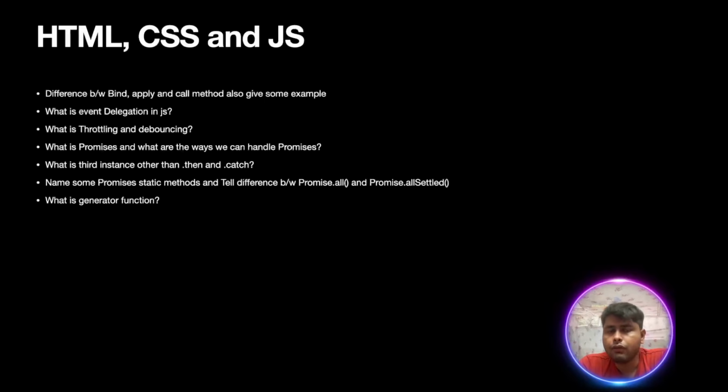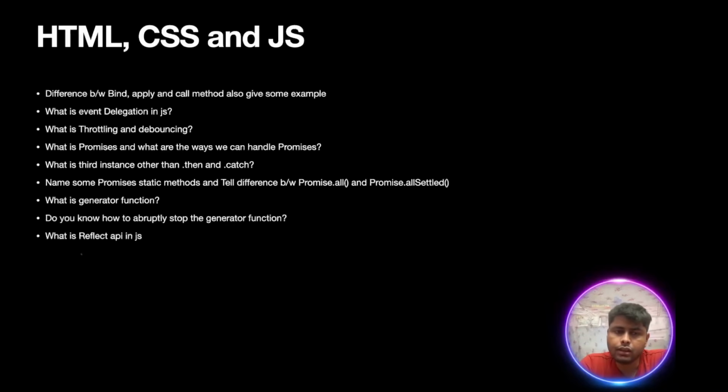Then he asked what is a generator function in JavaScript and how we can stop a generator function in between. Then he asked me what is the Reflect API in JavaScript and what is Proxy in JavaScript. So yeah, these are the questions he asked. And then another question was what is the basic difference between var, let and const.